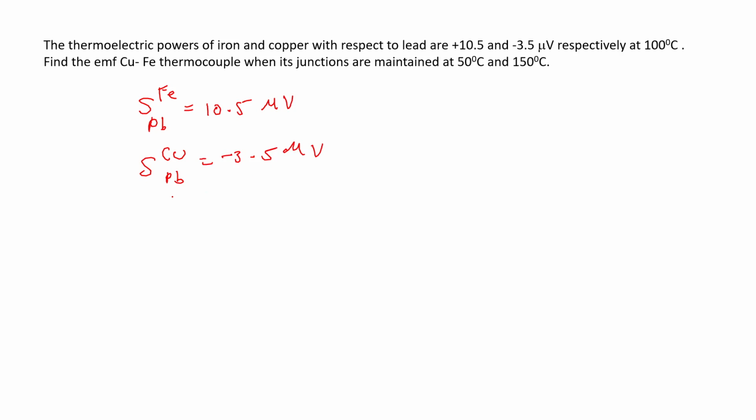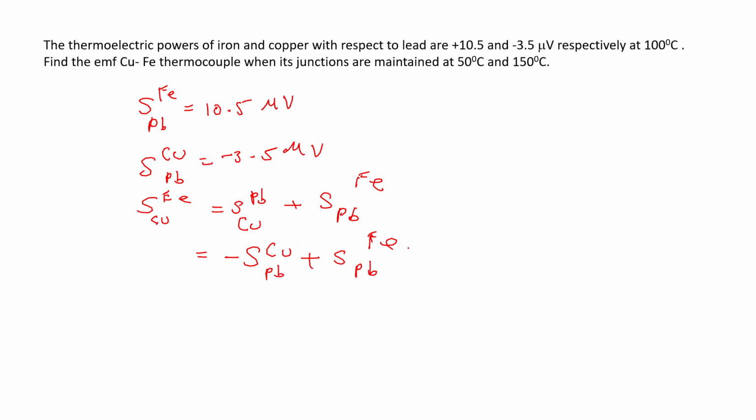Okay, so according to the law of intermediate metals, you have to find here Cu and Fe. So for that, S of Cu Pb plus S of Pb Fe. So that you can write as minus of S of Pb Cu, that is given, plus S of Pb Fe. So it will be minus and minus, plus. So 3.5 plus 10.5 you will get. So from that the answer will be 14 microvolt. So the S value we got is 14 microvolt.